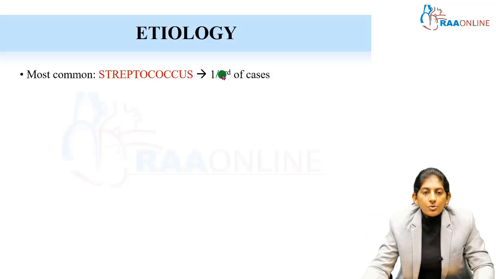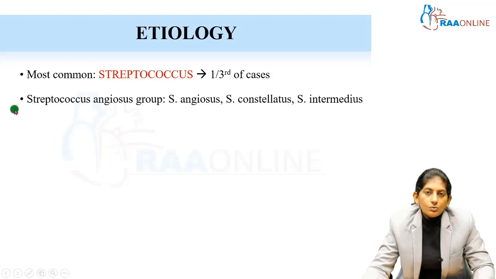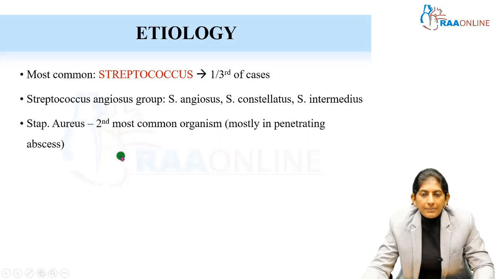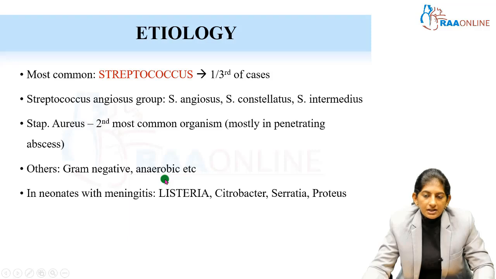Most commonly it is streptococcus. In streptococcus, the Streptococcus anginosus group is the most common entity for brain abscess: Streptococcus anginosus, constellatus and intermedius. These three are the most common to cause brain abscess. Apart from this, whenever there is a penetrating brain injury, or a VP shunt or some foreign material present, then you have to think of Staph aureus as the most common organism. Apart from this, gram-negative and anaerobic organisms are also implicated.